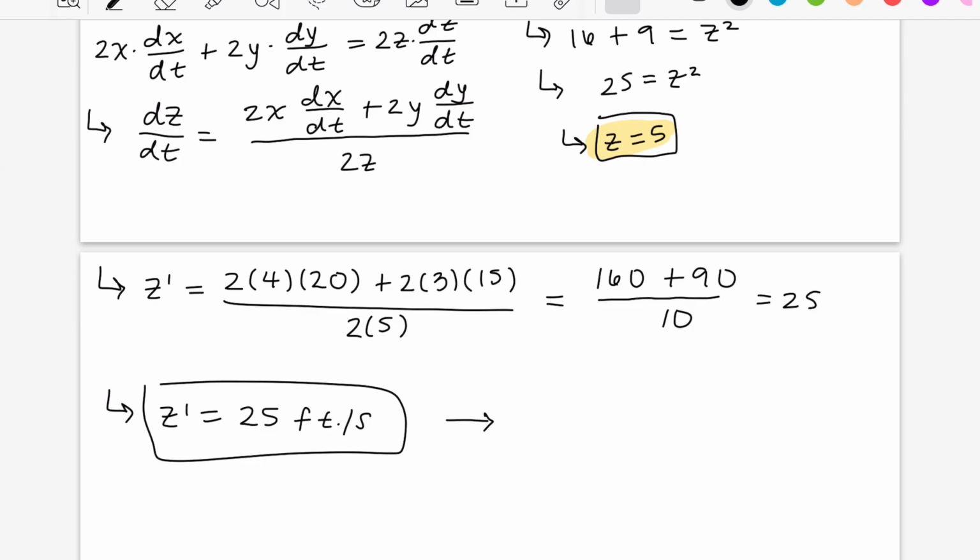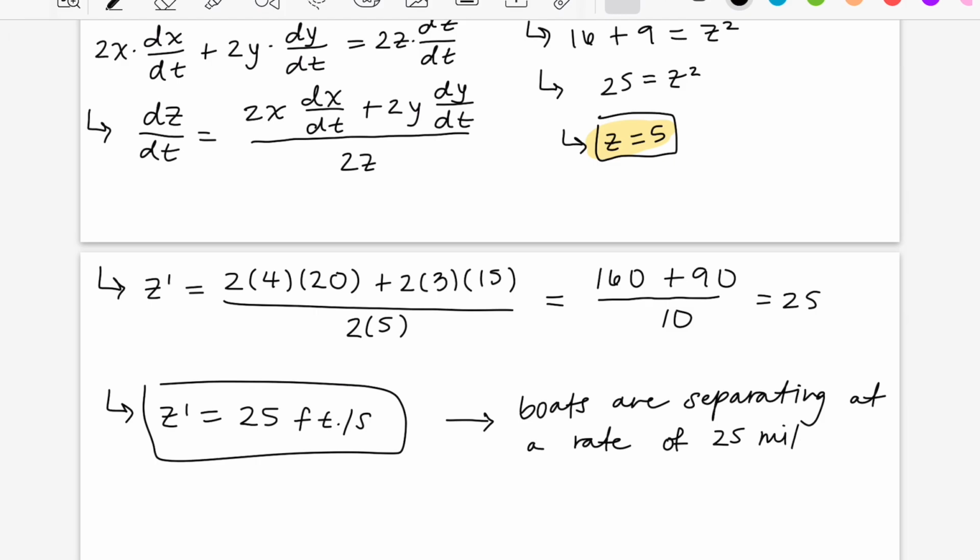And so we can interpret this. This is pretty much telling us that the boats are separating at a rate of 25 miles per hour. So sorry, I totally forgot what units we were using. Of course, it's miles per hour. The last one was feet per second. So the boats are going to be separating at a rate of 25 miles per hour.